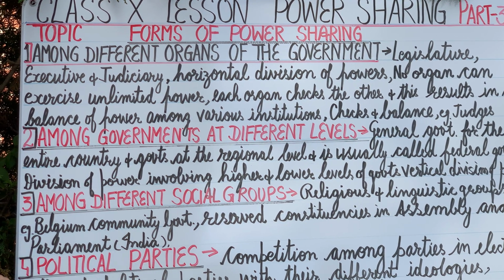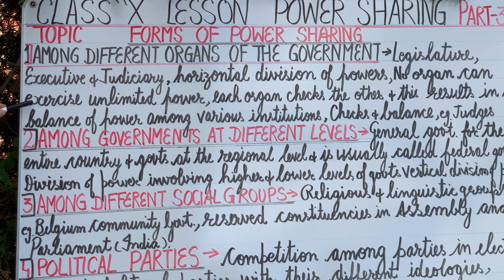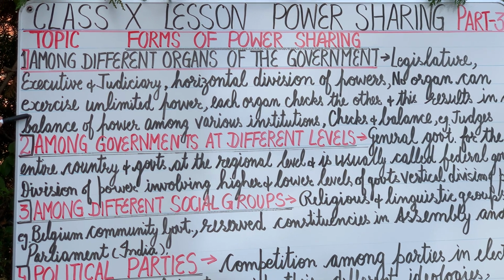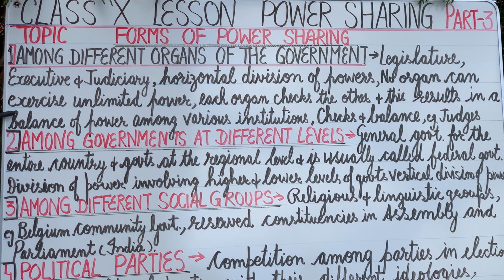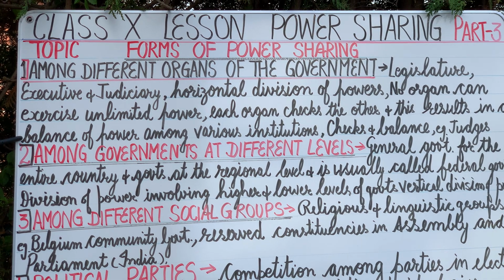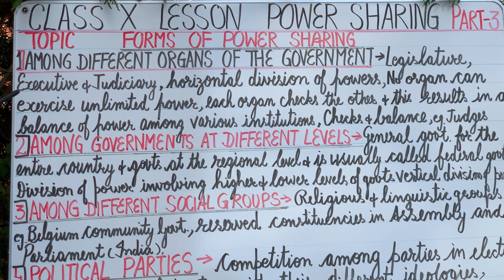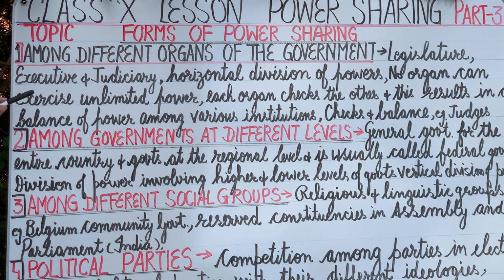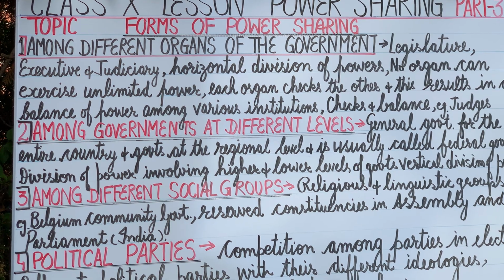It is also known as horizontal division of power, because no organ can exercise unlimited power and each organ checks the other, and this results in the balance of power among various institutions, and that's why this form of power sharing is known as checks and balance.